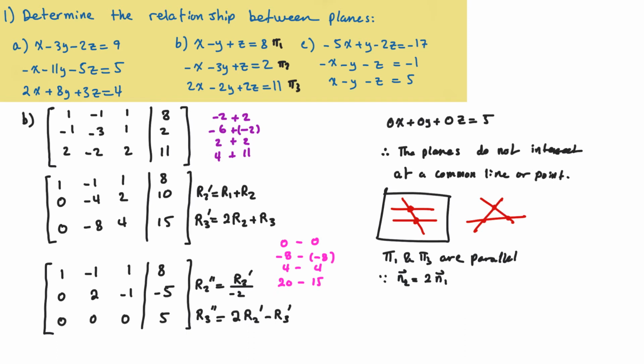So we have two parallel and one intersecting. And really that is the main relationship between the planes. We know that these two are parallel, and this one over here, pi2, is intersecting both of these two planes.